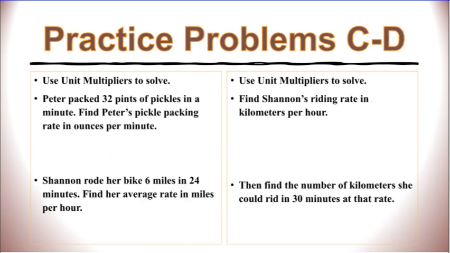And one final slide. Peter packed 32 pints of pickles in a minute. Find Peter's pickle packing rate in ounces per minute. So you got 32 pints of pickles in 1 minute. I need it to be in ounces per minute.